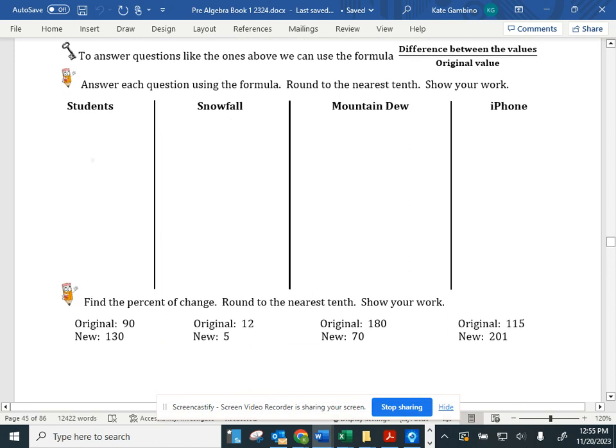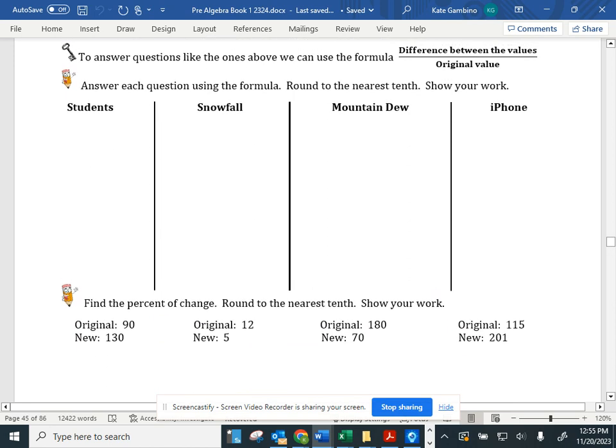To answer questions like the ones above, we use a special formula. Just like with our part equals percent times whole, we had a formula. We have a new formula that we're going to use. So it is super important that eyes are up here. We're not having side conversations. This is important. I'm not just going through this just for the fun of it. We use this kind of math all the time in the real world. So let's focus on our formula.